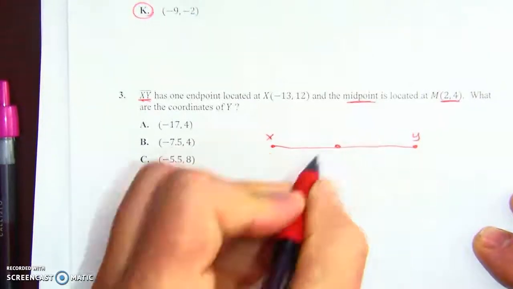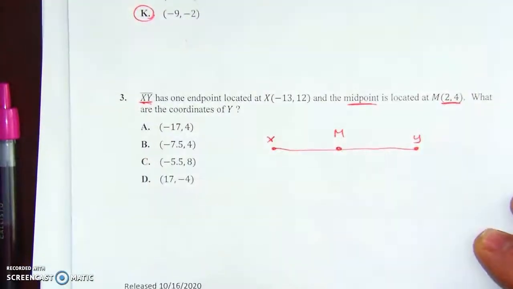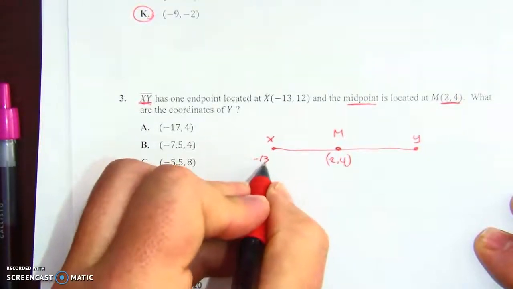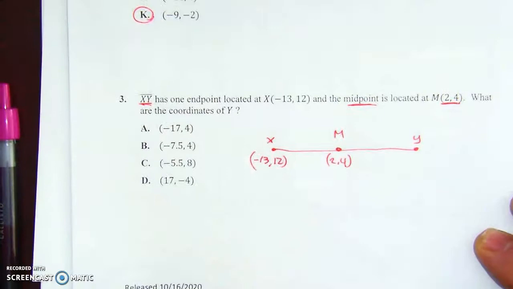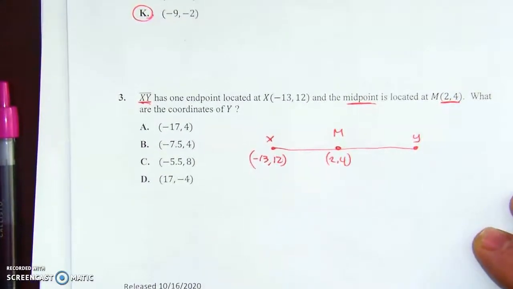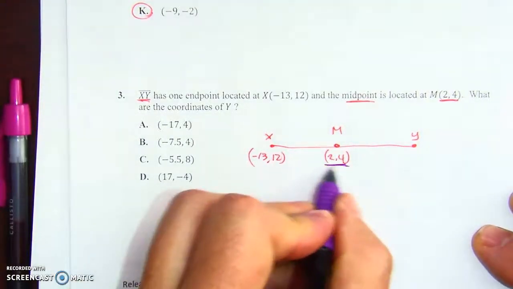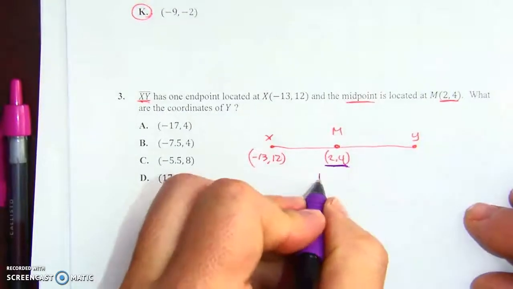And we know that M, we're going to do as best we can. And we'll call that in the middle. I'm going to call this 2, 4. X over here is negative 13, 12. Okay. Now, the key thing that I showed you guys, and I'm going to show you both ways just to make it easier for you. All we need to do is we take the midpoint and we're going to double it.